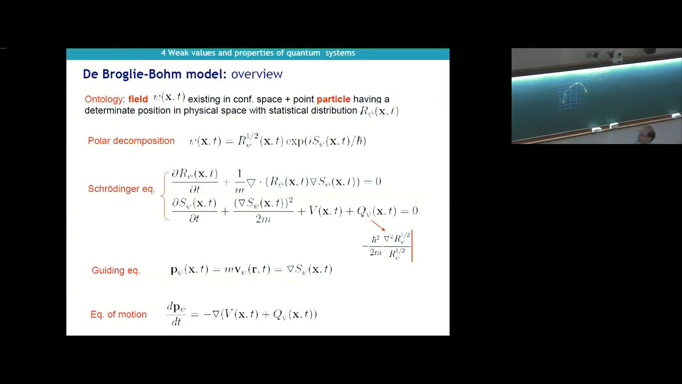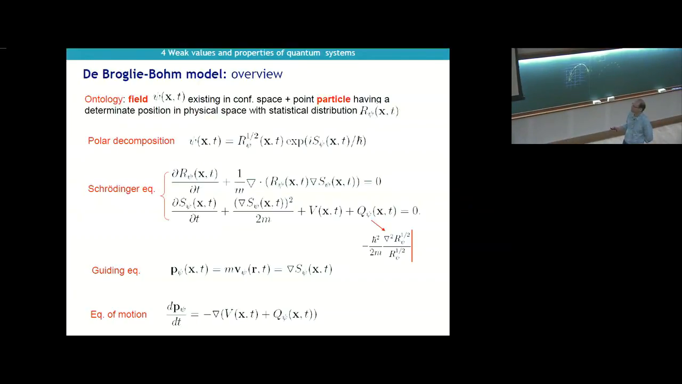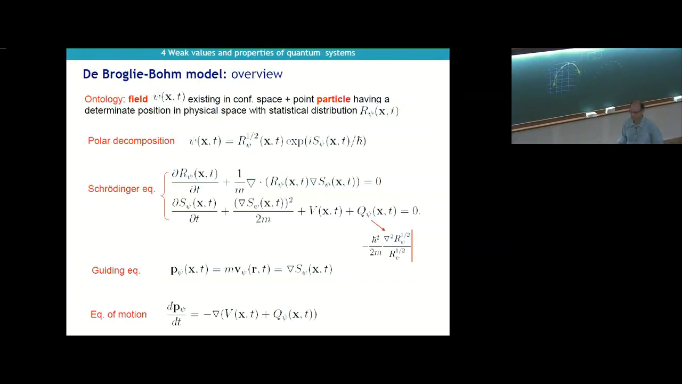Basically, what you do is you start from the standard wave function, and you do a polar decomposition of it. You feed that into the Schrodinger equation, and what you want to obtain is a guiding equation. In the Bohmian model, the ontology is that you have point particles and waves. The point particles describe well-defined trajectories, and the waves guide the Bohmian particle. So by doing this polar decomposition and feeding it into the Schrodinger equation, you can define a guiding equation. And this would be the velocity.